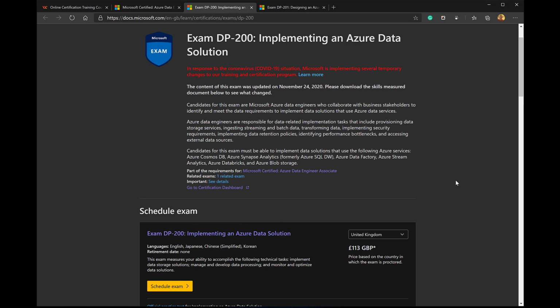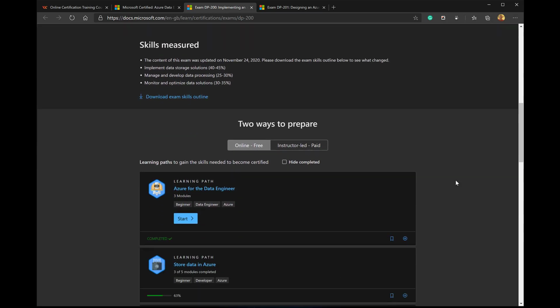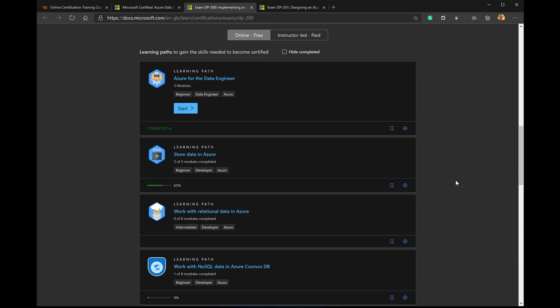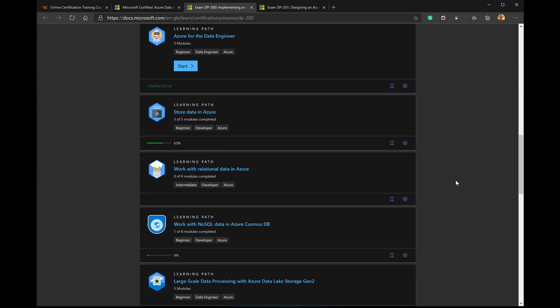So the exam for the DP-200, implementing an Azure data solution, here is the official exam page. And as you can see down below, there is a nice little Microsoft Learn course for you. The learning path is called Azure for the Data Engineer. So I recommend you have a look at that first of all. Definitely go through all of that and go through the learning paths that you can see on the screen here.